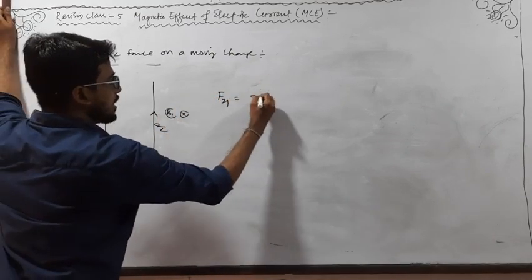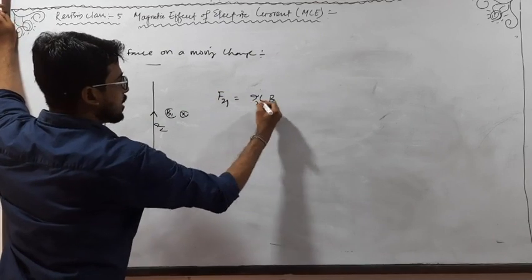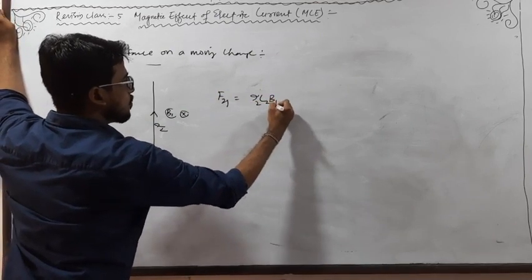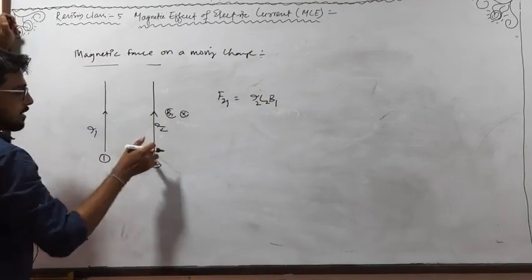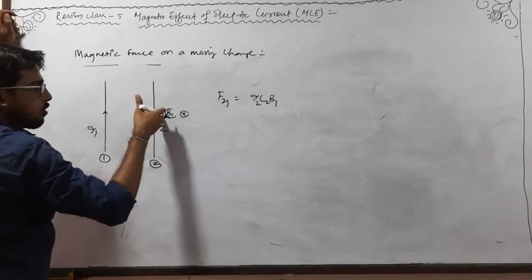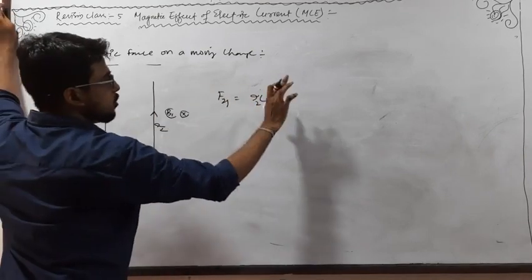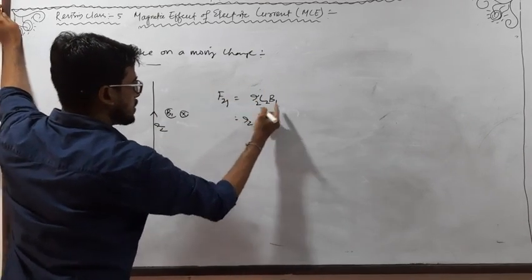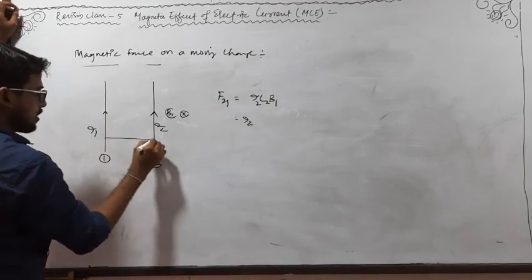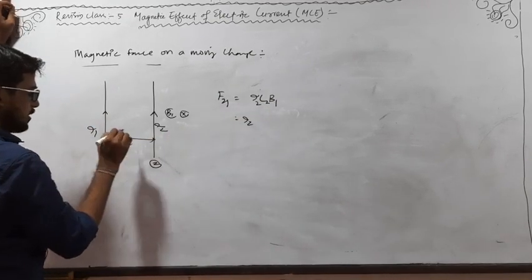It will be I2 L2 B1 sin(angle). This is the current direction, the magnetic field is into the plane, so the angle is 90 and sin 90 will be 1. This is the force on I2. What is B1? If the distance is R or D.